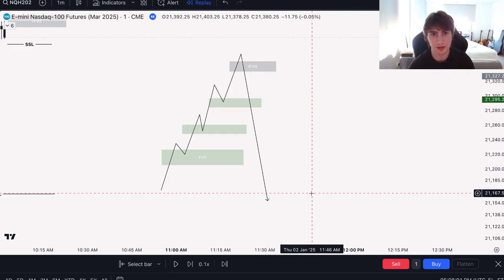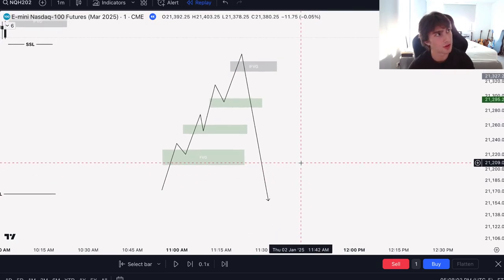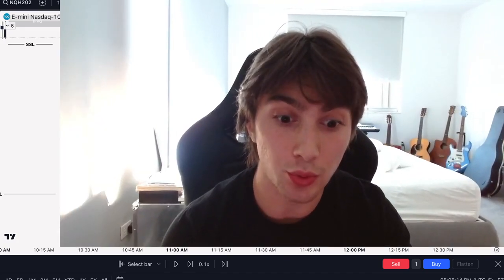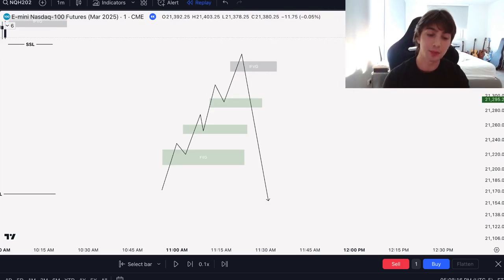And so that's really the whole essence of fair value gaps and inverse fair value gaps. All you need to know is that in order for a fair value gap to become an inverse fair value gap, you need to have a body closure of a candle through that fair value gap. And it has now flipped from a fair value gap to an inversion.